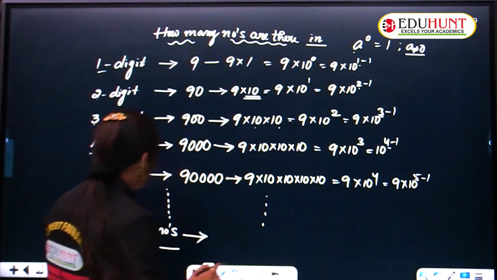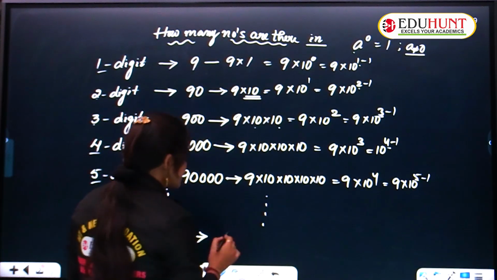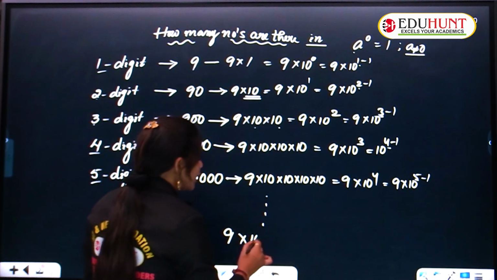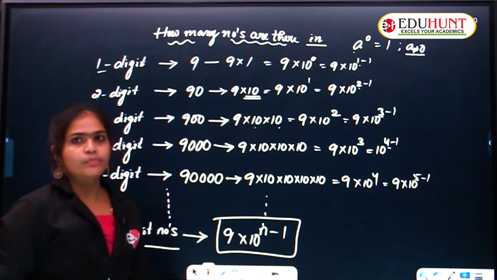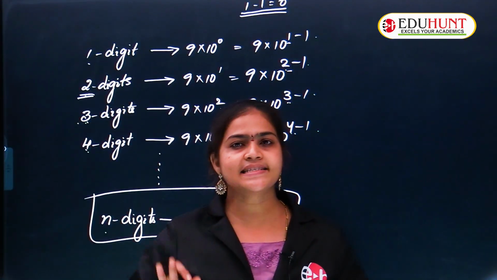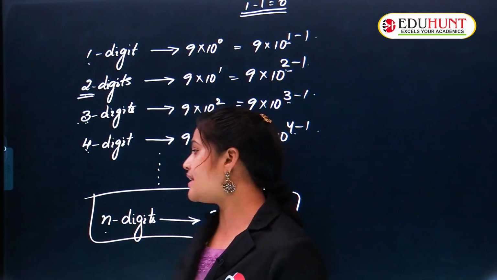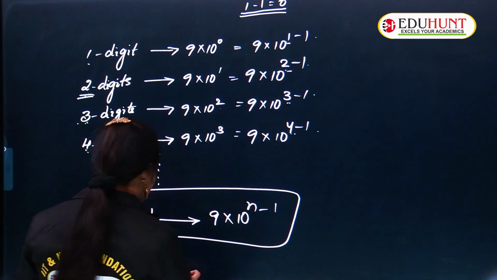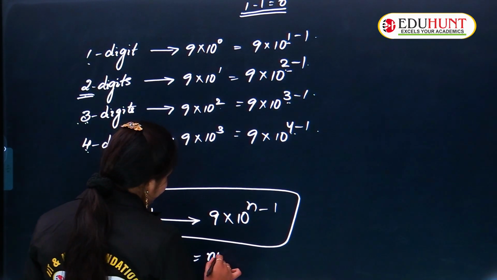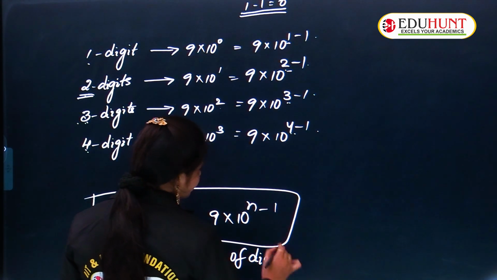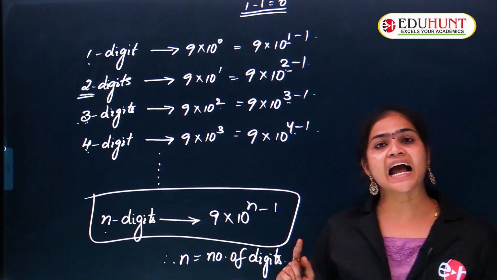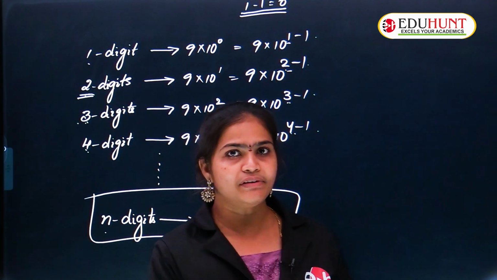Understood? Now if n digit numbers are there, it means 9 into 10 to the power of n minus 1. This is the formula we have to apply to n digit numbers, where n is equal to the number of digits. Understood, children? Now how to apply this formula, I will tell you that. See here.